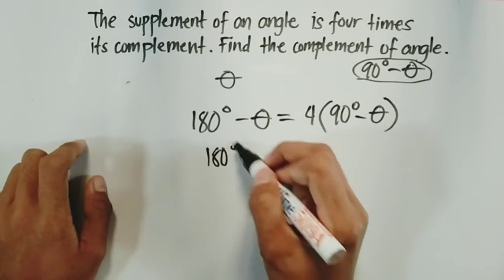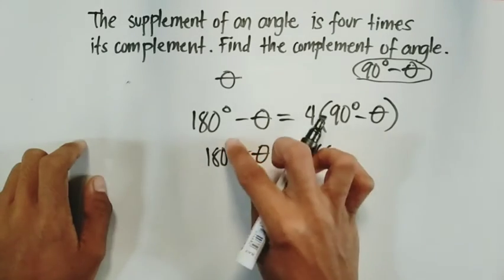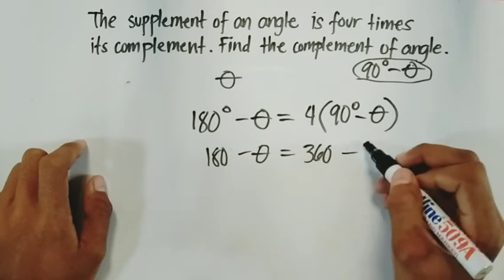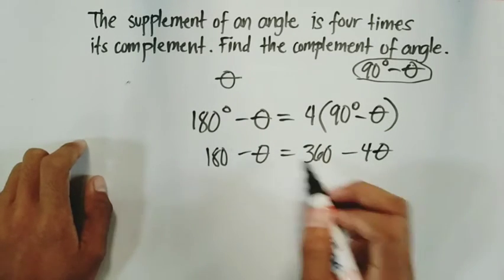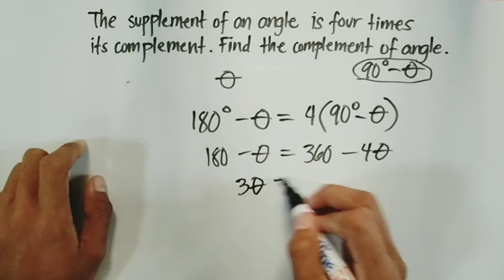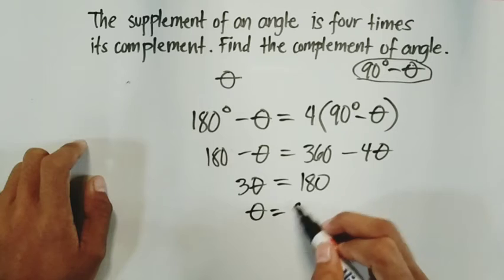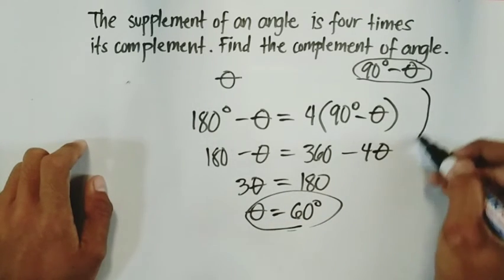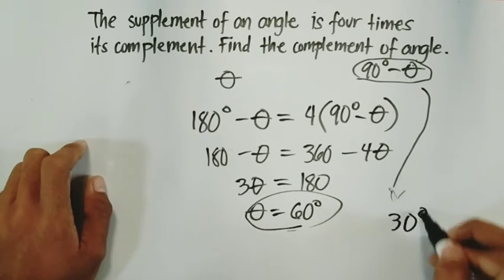So, ito, we have 360. Pwede natin muna alisin yung mga degree. So, we have 4 theta. And pag nilipat mo magiging positive 4 theta, we have 3 theta kasi ito negative. So we have 180. Theta is equal to 60 degrees. Divide both side by 3 lang. So ito yung hinahanap natin. So 90 minus 60 is 30 degrees.